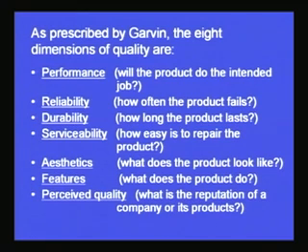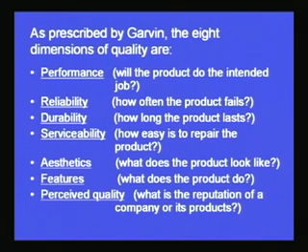The second point is reliability. How often does the product fail? I have already given you an example in which the matchstick failure can be related to the quality of the product. So if it fails quite often, we can say the product is not very reliable. If it does not fail over a period of time, we can say yes, it is a very reliable product.